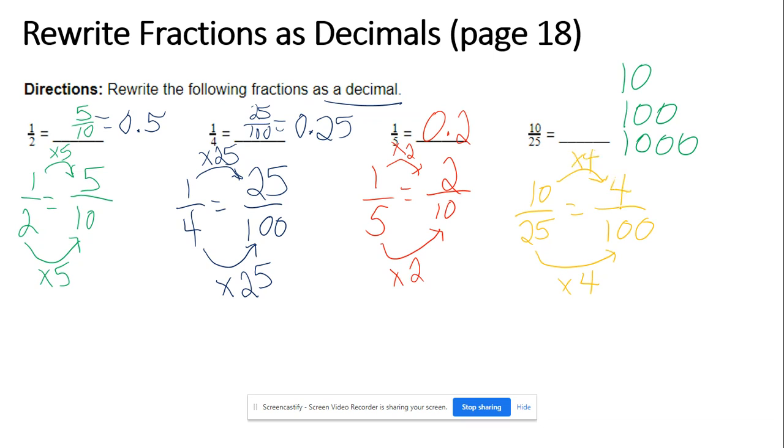10 times 4 is 40. This is 40 hundredths, which we can write as 0.40. Or if you just wanted to use 0 and 4/10, that would work as well. Try the rest of these on your own.